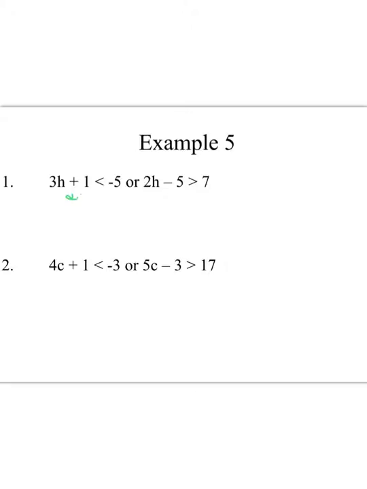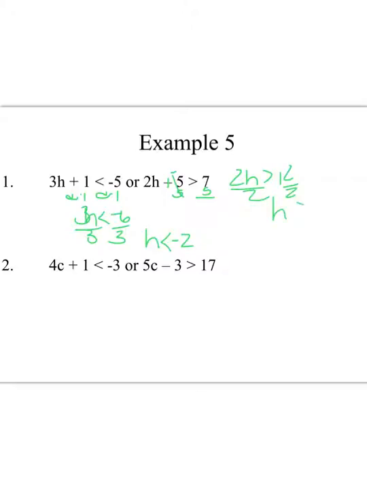In this first one, I'm going to add -1 to each side. So 3h is less than -6. Divide each side by 3. H is less than -2. I'm going to add +5 to each side. So 2h is greater than 12. Divide each side by 2. H is greater than 6. Final answer, h is less than -2 or h is greater than 6.